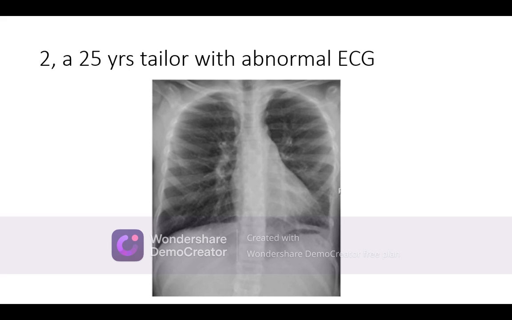Now this is the second X-ray, of a 25-year-old tailor who has presented with an abnormal electrocardiogram. See the salient features and positive findings in this patient and comment on them. Write on the page or the piece of paper.